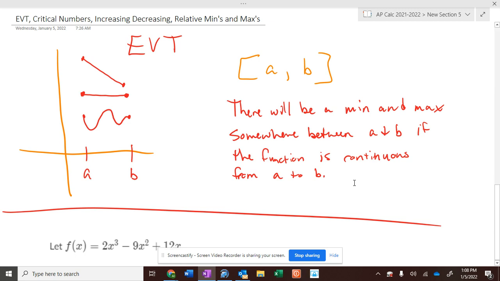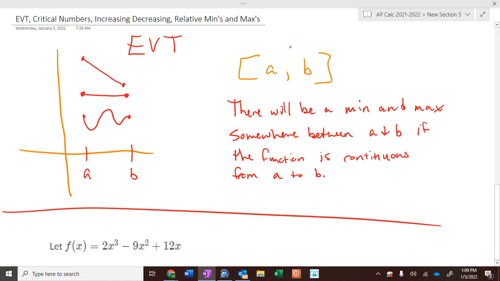Okay, last time was the mean value theorem. Today is the extreme value theorem. All right, the extreme value theorem says this.